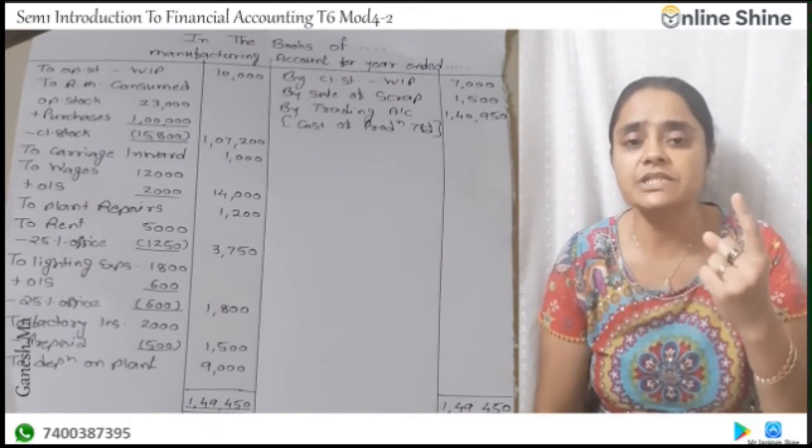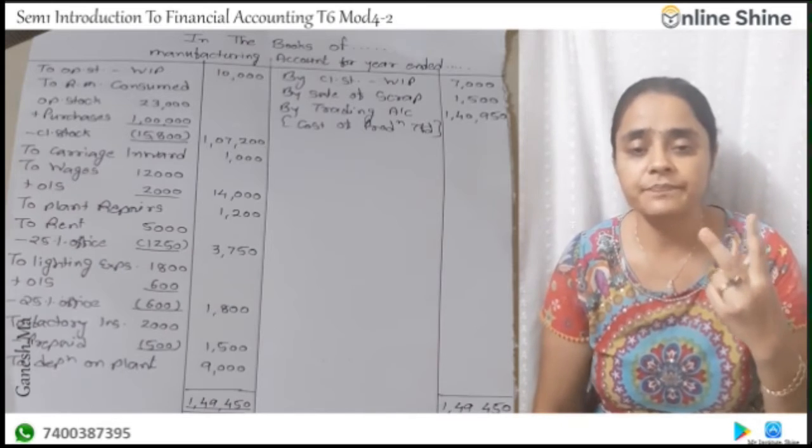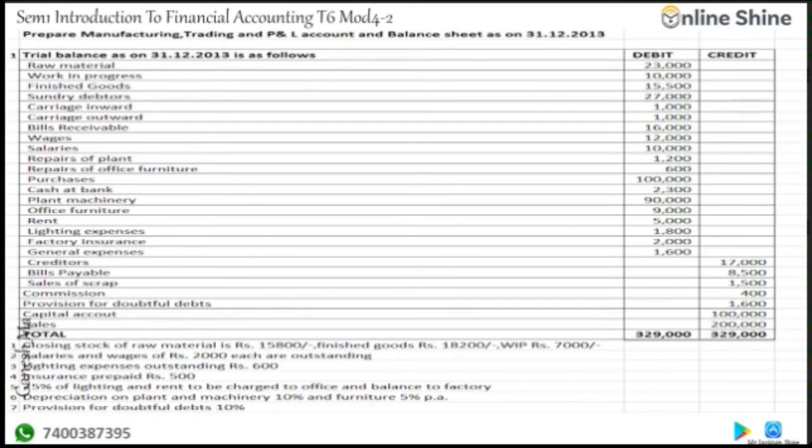So see, first adjustment, I have given two effects. Closing stock of raw material and WIP has been posted to the manufacturing account, closing stock of finished goods has been posted to trading. The second effect, as your closing stock is your current asset, has been given to my balance sheet. See, one adjustment, two entries, two effects. One is a debit, the other one is a credit.